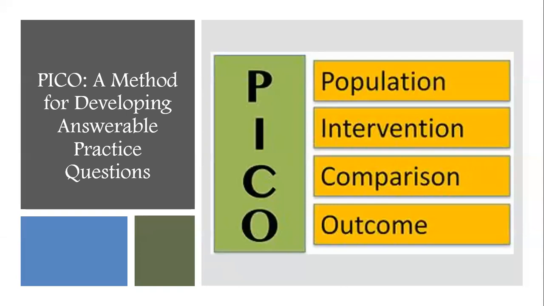So the method that I like to use with students, and I find that it's always helpful, is to provide some kind of structure for developing clinical questions. And so the structure that I use, and it's a very popular structure that's out there on the web, that you can find tons of information on, is the PICO method. Okay, and so this is just a method for developing answerable practice questions. And so in PICO, the P stands for population, the I stands for intervention, the C stands for comparison, and the O stands for outcome.